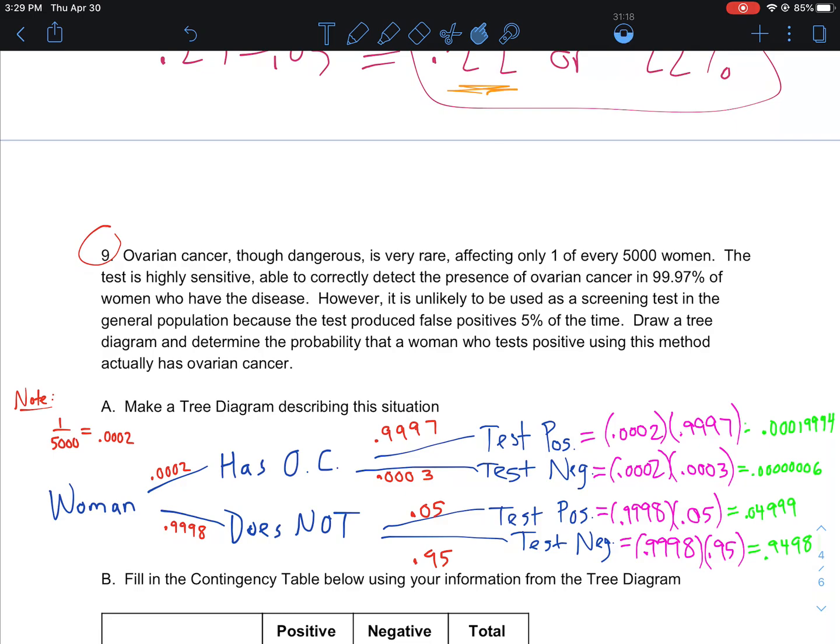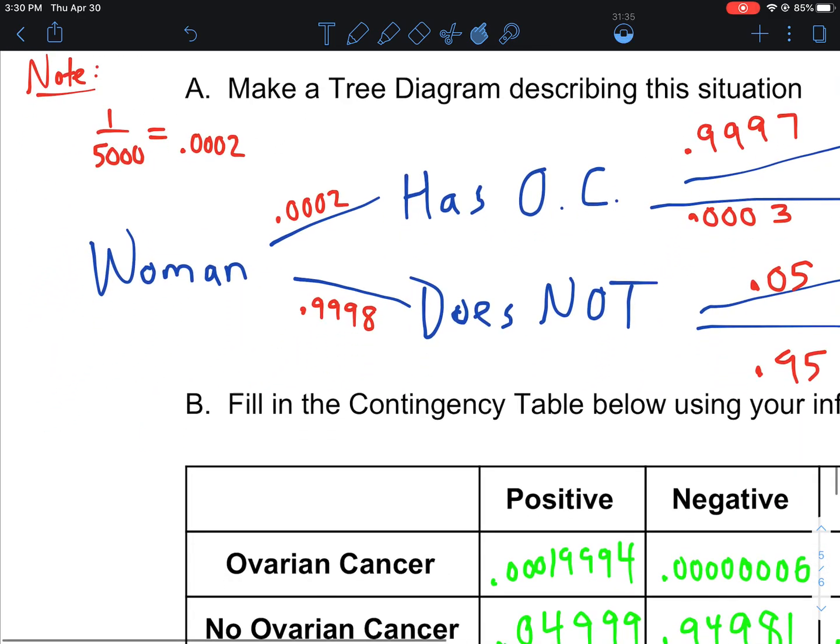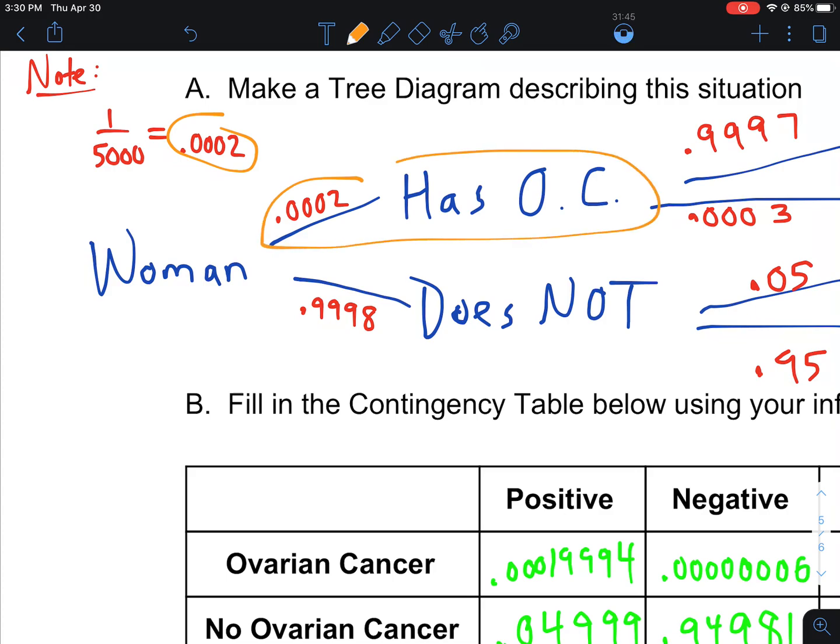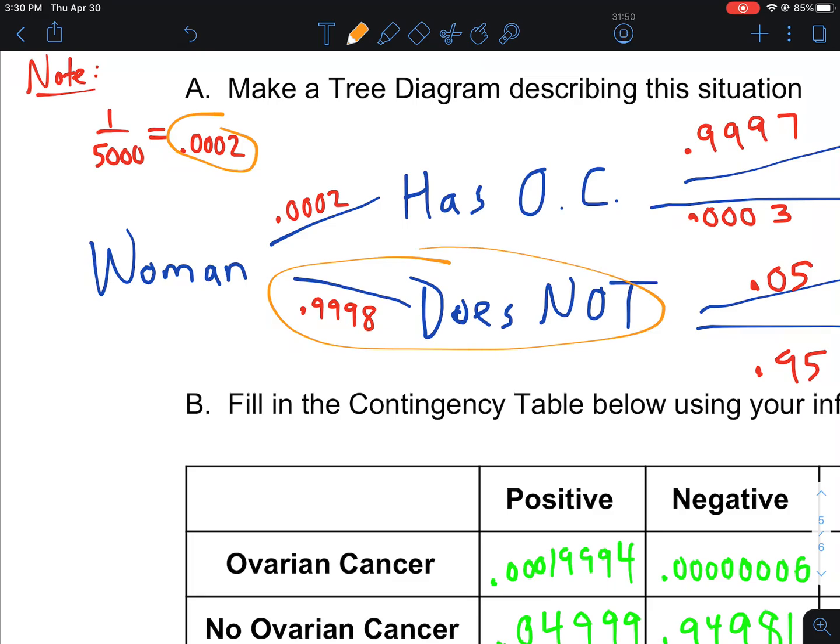Okay, our very last question, just like the previous one. We're talking about ovarian cancer. Now, again, we usually start with the amount of people who actually have it. And that happens to be in the first sentence this time. So it says 1 of every 5,000 women has ovarian cancer. So that's where we would start. 1 out of 5,000 is the same as 0.0002. And so that's where you branch off to begin with. You'd say 0.0002 have ovarian cancer, 0.9998 don't.